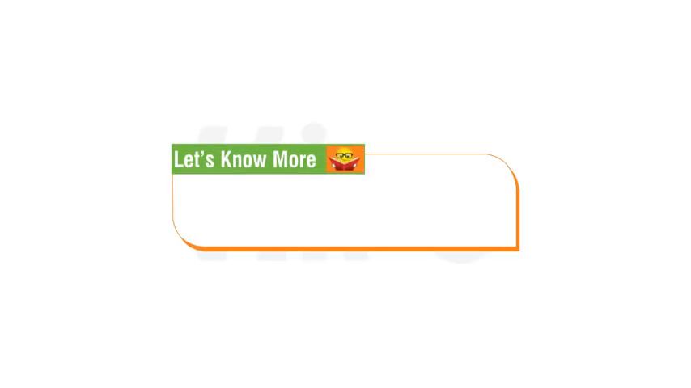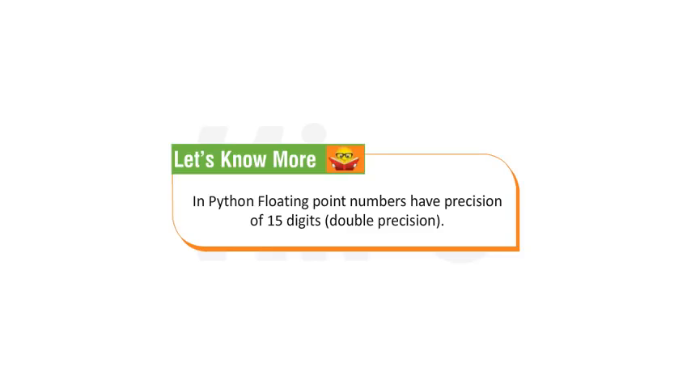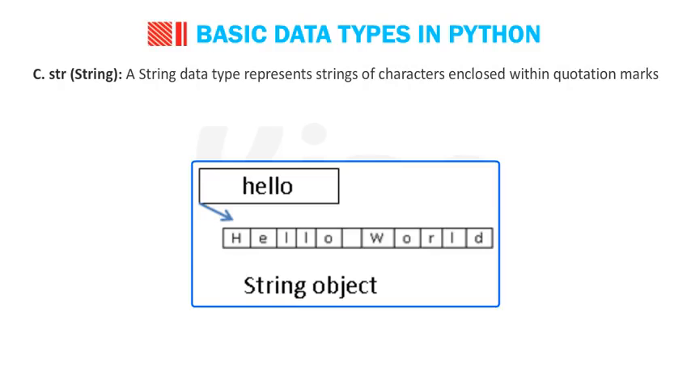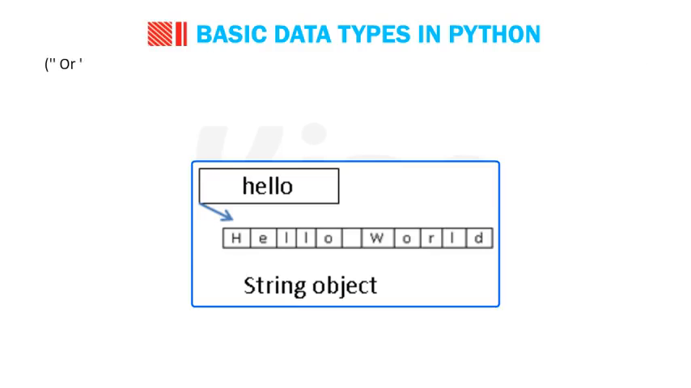Students, let's know more. In Python, floating point numbers have precision of 15 digits, double precision. C. String. A string data type represents strings of characters enclosed within quotation marks, single quote or double quote. Examples of strings are 'hello', 'my name', '218', 'peace', etc.